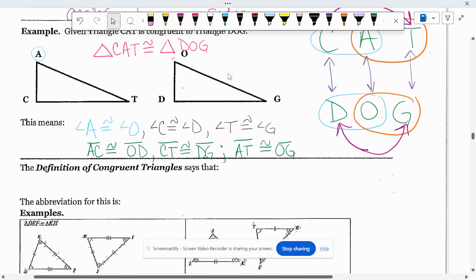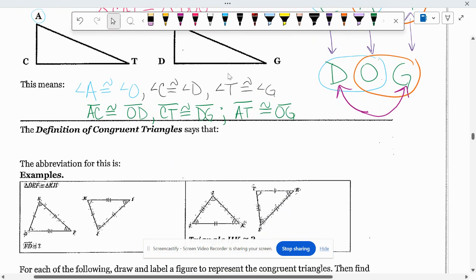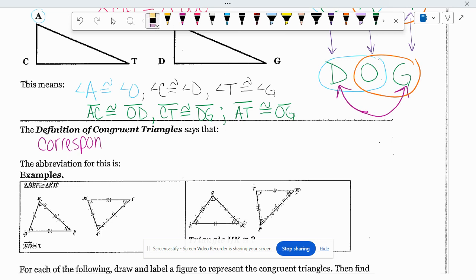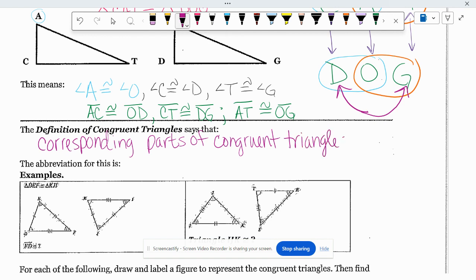All right. So the definition of congruent triangles says that triangles are congruent if the corresponding parts of the congruent triangles are congruent.